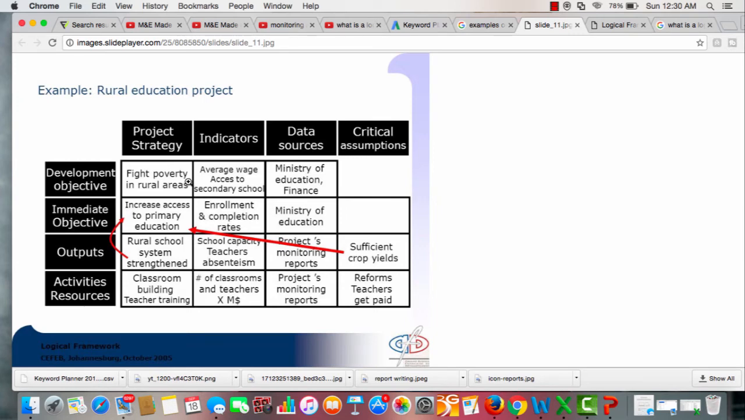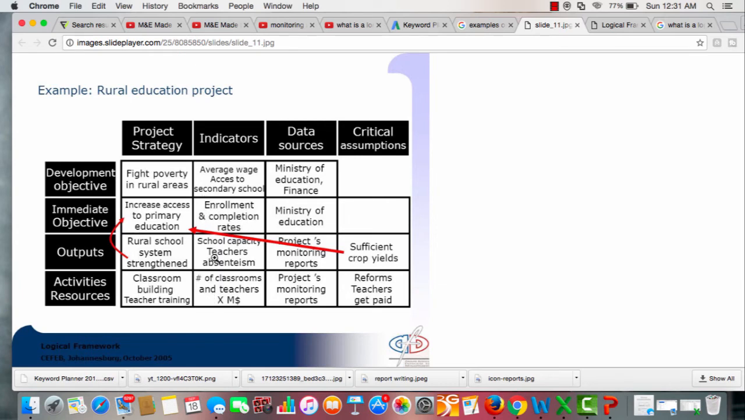Now, the trick here for an M&E officer is to concentrate his mind on the indicators, and the indicators here are clearly defined. So, how do you measure poverty levels? Well, according to this log frame, the reduction of poverty in rural areas is measured by knowing the average wage, and this is in monetary terms, and access to secondary school. So the assumption is that when you have more people going into secondary school, then this will lead to a fight against poverty. Then increased access to primary education is measured by enrollment and completion rates.